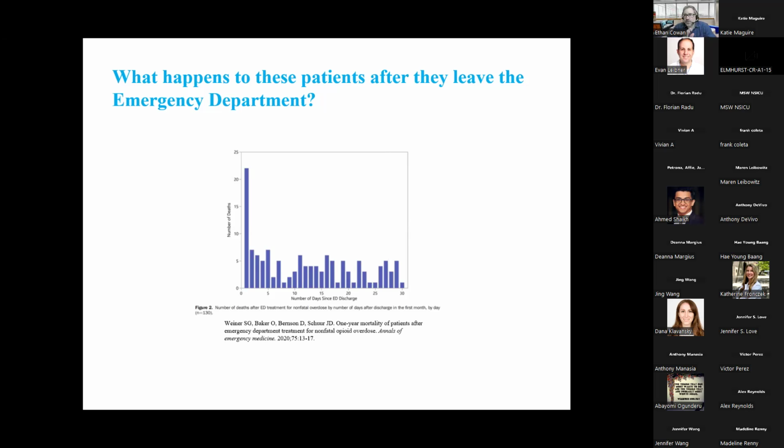Overall in the cohort, the all-cause mortality at 12 months was 5.5%. So of patients who went to an ED in Massachusetts for a non-fatal opioid overdose, 5.5% of them were dead a year later. What this is showing here in the pictorial is that a huge portion of those patients, more than 20% of them, died in the first month. And a big portion of those died in the first 3 days. So this post-ED discharge period, and I'm going to show you that it's the same thing for hospitalized patients, is really a very high risk period for overdose-related mortality.